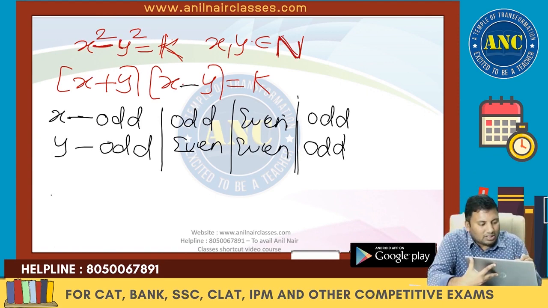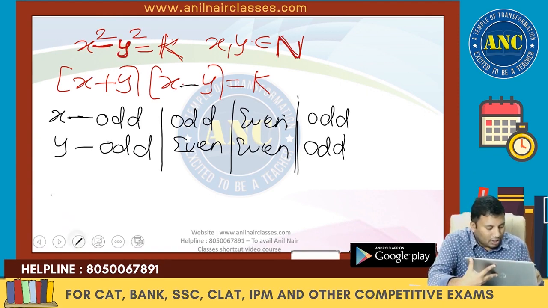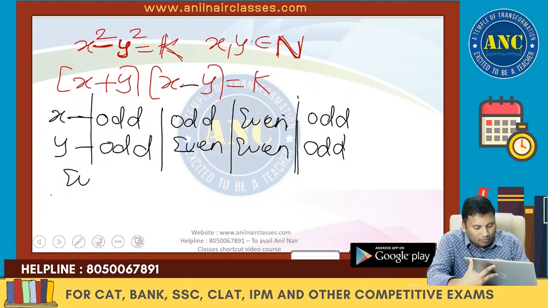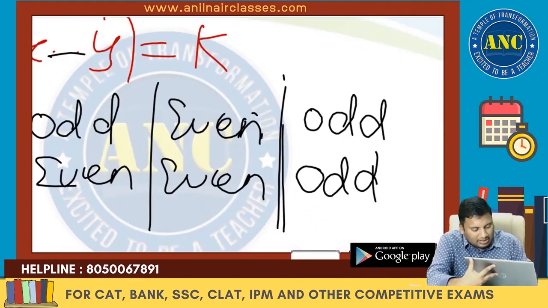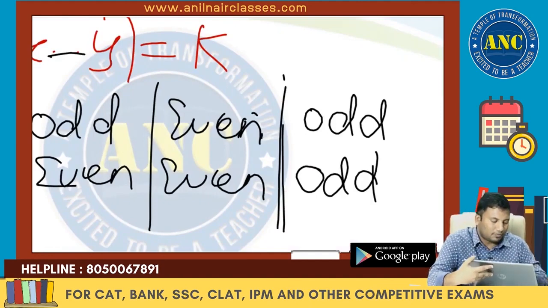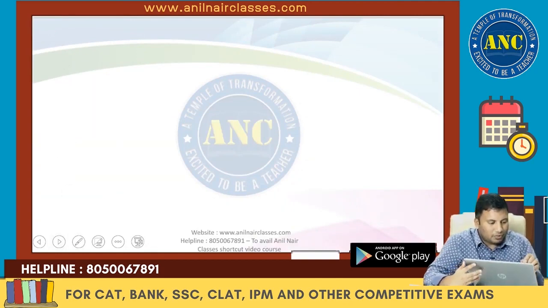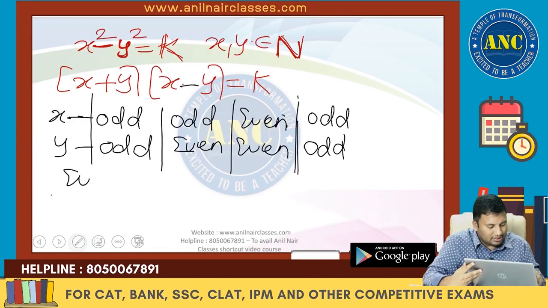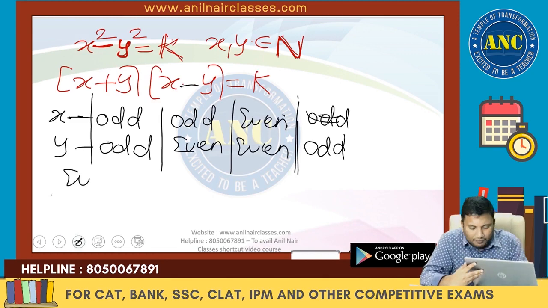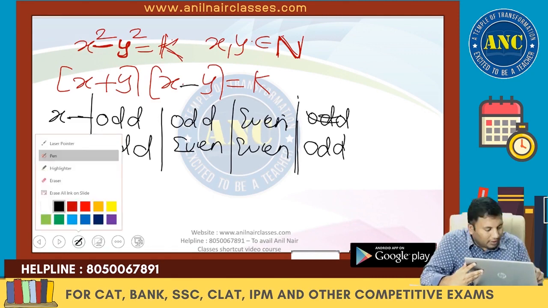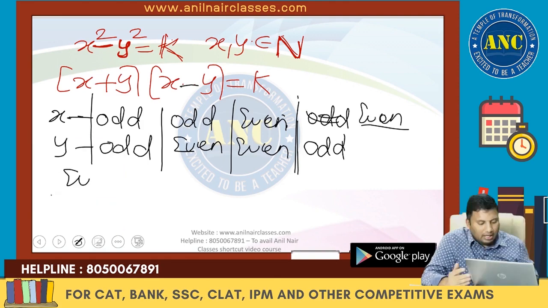x square minus y square equivalent to k. Now see, this is the case. Odd plus odd. We have not taken one case, x is even, y is odd. Let me write it. Yes, it is there. This is not odd, this is even number.